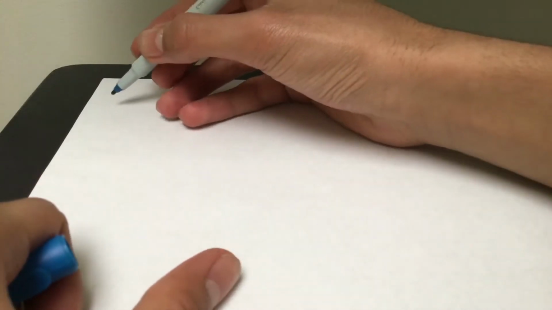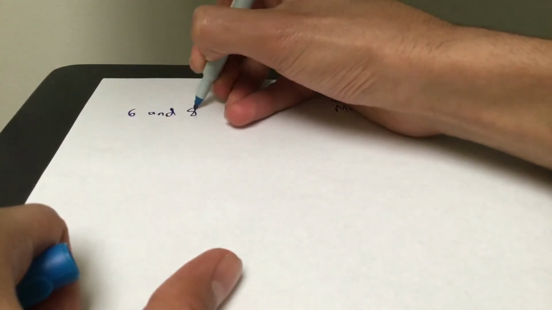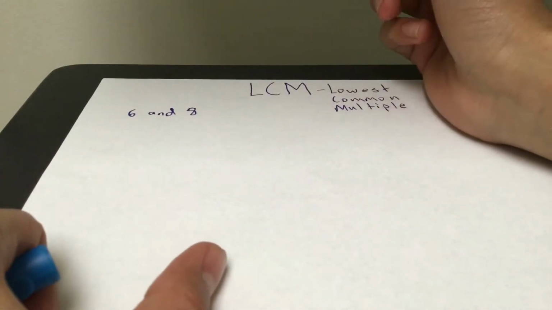Today we'll be learning about the LCM, also known as the lowest common multiple. Okay, let's get into some examples of the LCM. So now let's have two numbers, say 6 and 8. The first thing we need to do is find the multiples of both of these numbers.